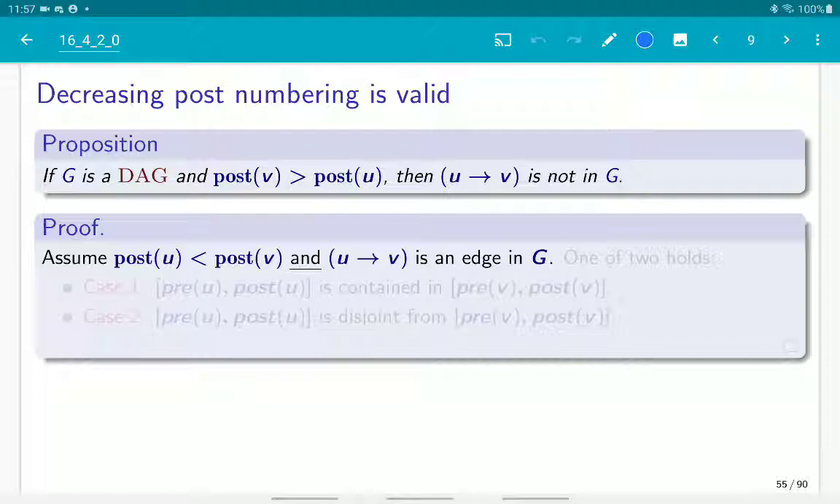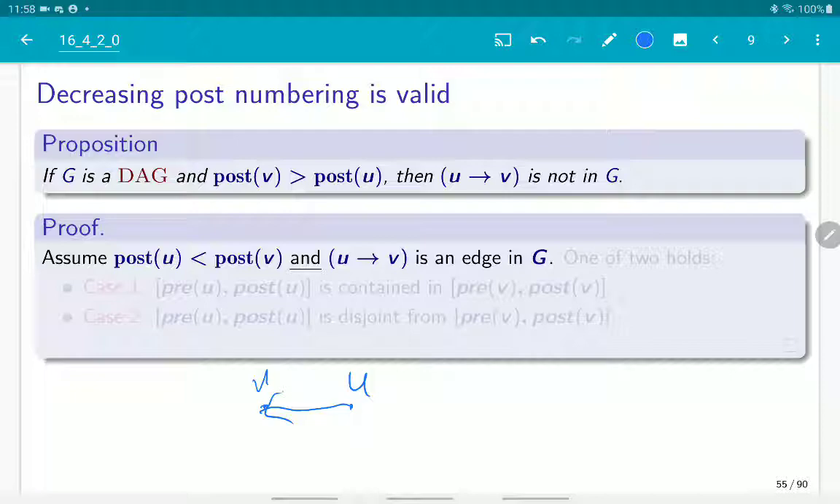The second claim is the more astounding news from the previous algorithm, this claim that the reverse post numbering is good. So the claim is a bit technical. Let me prove the claim first, and then I will explain why it implies what we want. So assume we have a graph G, which is a DAG, and we have a vertex V and a vertex U, and the post numbering of V is larger than the post numbering of U. Then the claim is that the edge UV is not in the graph.